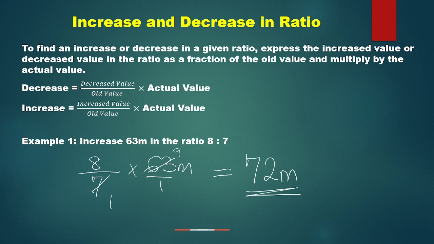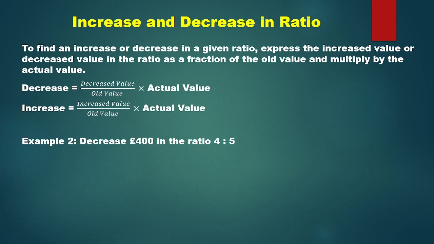But because I want to increase, the lower one becomes my old value. Now, let's take another example. Decrease 400 pounds in the ratio 4:5. This time we want to decrease. So it means that the old value is the increased one and the decreased value is the first one.